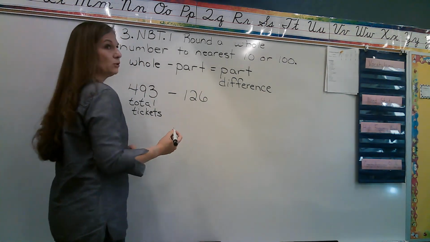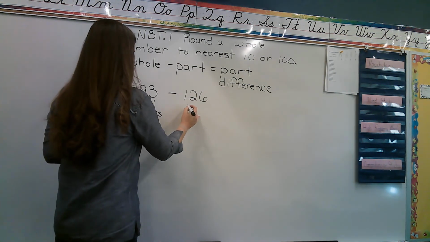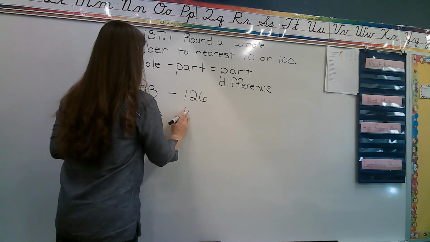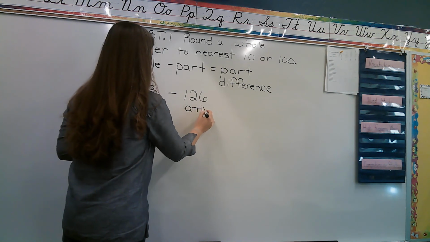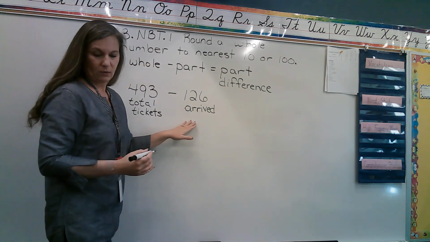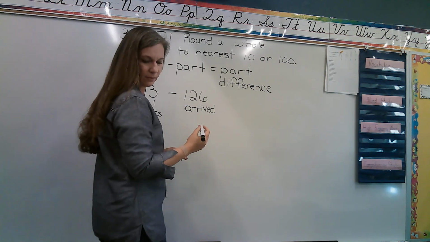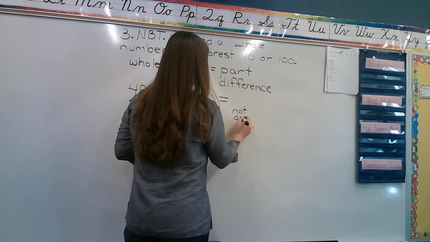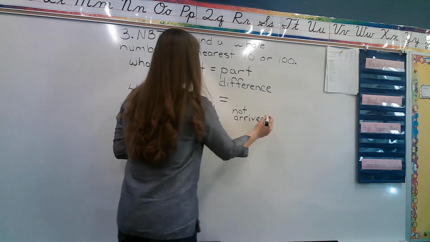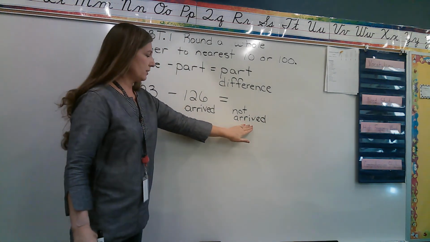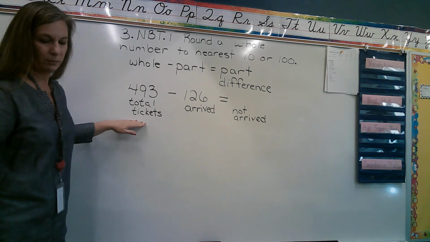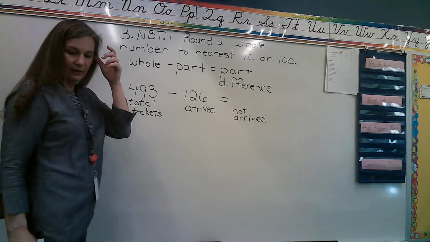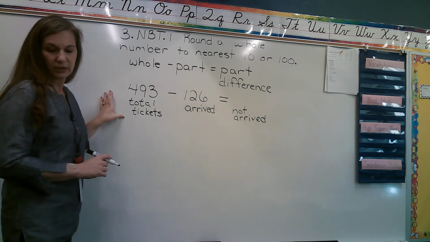So when I go to subtract, these are the people that have arrived. And we are going to find the estimated people who have not arrived. So this is the part that have arrived. These are the parts that have not arrived. These are my total people or total tickets sold. So we want to estimate this. And they're asking us to estimate this by rounding to the closest 100.